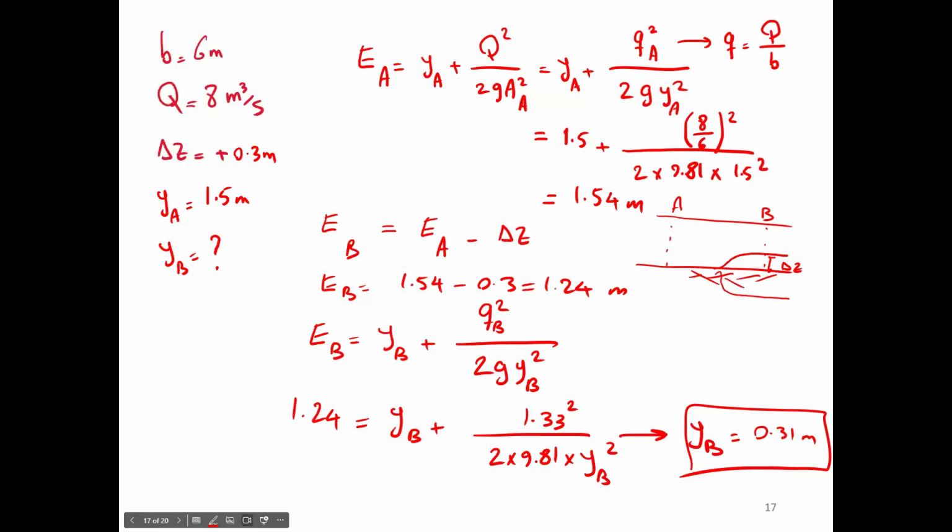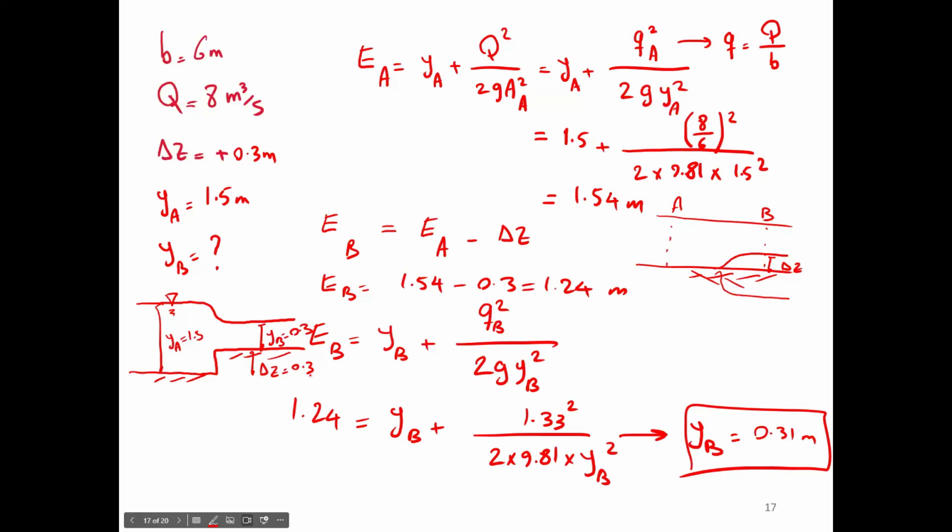So if I want to show you that, here is the one. The water is here, it's 1.5. It should go like that. YA 1.5, YB 0.3. And the step is 0.3 as well. And I can say that this is subcritical without even calculating that.